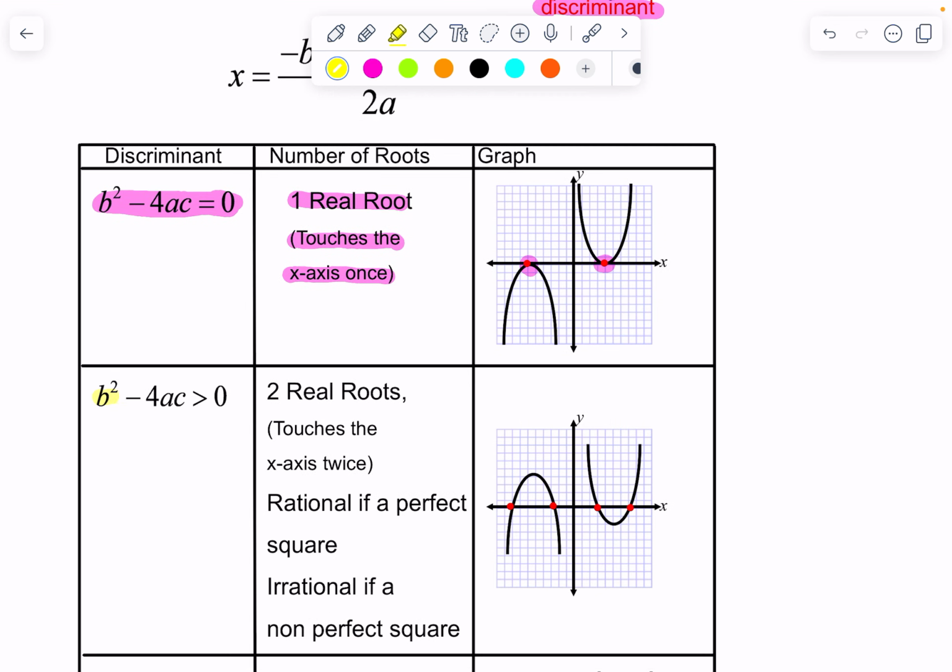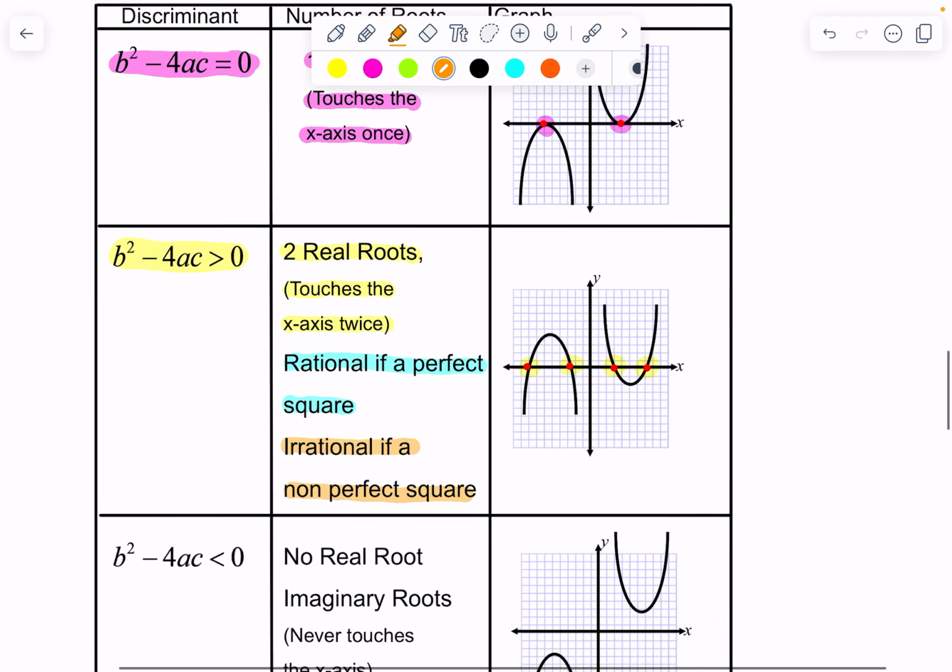If b squared minus 4ac is greater than 0, or in other words, if it's positive, you have two real roots, which means that it touches the x-axis twice, as you can see here in the graphs, whether they're pointing upwards or downwards. Now, a cool little note. These are two real rational roots if you have a perfect square value for the b squared minus 4ac. And they're two real irrational roots if it's a non-perfect square value for the b squared minus 4ac.